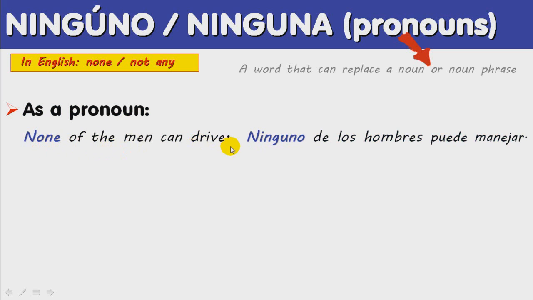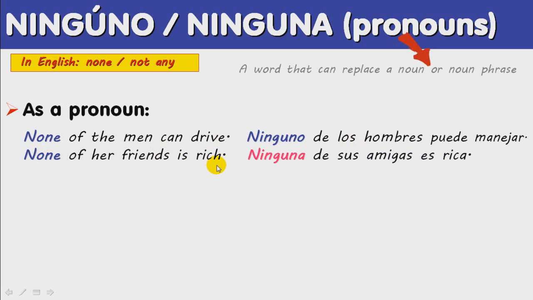None of the men can drive. Ninguno de los hombres puede manejar. So we're using the word none. Well, for that reason, we are using ninguno. And it's ninguno because we are talking about men, masculine. None of her friends is rich. Let's assume that we are talking about girls, for example, women here. Ninguna de sus amigas es rica.